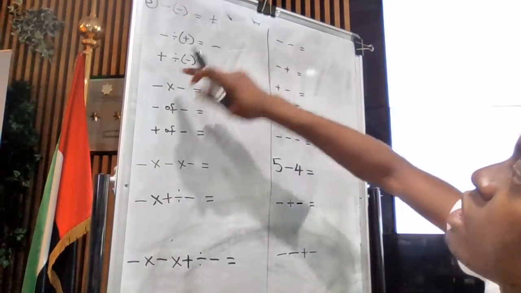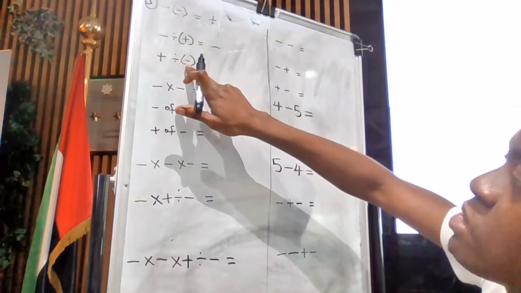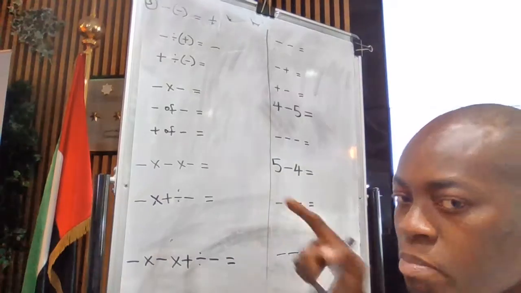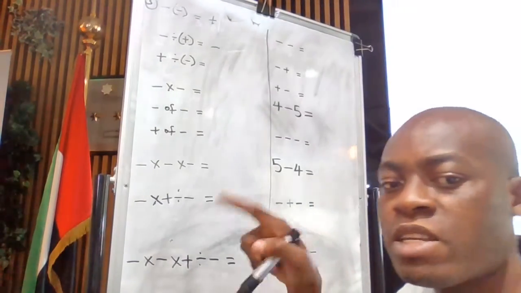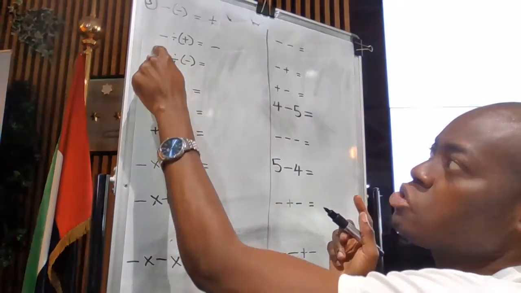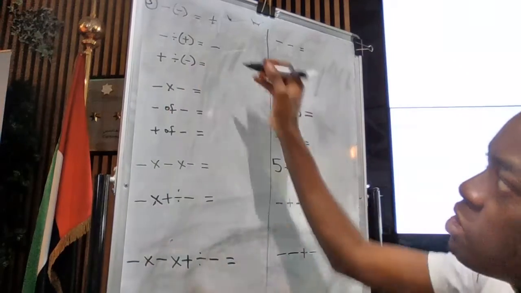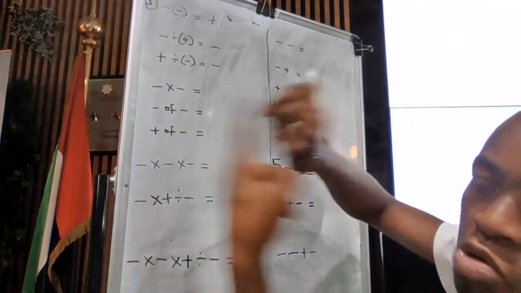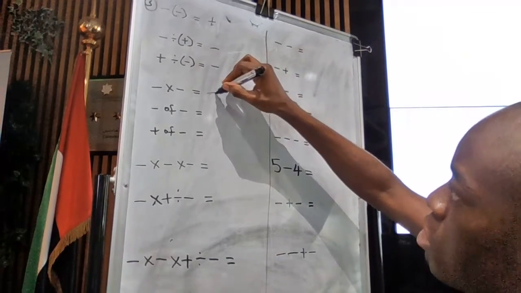So the answer will still be what? Minus. This is plus divided by minus here. It's still the glue effect. This one, the plus, has completed a cycle already. So we don't have anything to do here again. Then it remains only what? Minus. Minus times minus, minus glue with minus, to give us what? Plus.